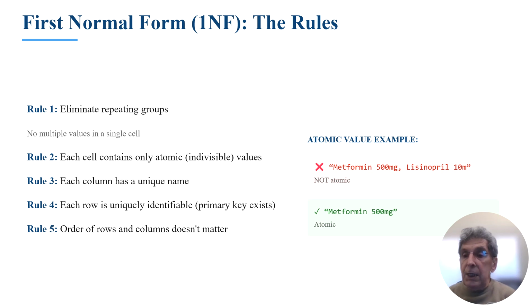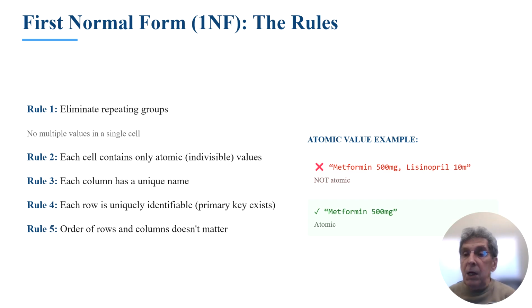Rule 2. Each cell contains only atomic values. Atomic means indivisible, one value per cell. Metformin 500 milligrams, lisinopril 10 milligrams is not atomic. Metformin 500 milligrams is atomic. If you can meaningfully split a value, it's not atomic.